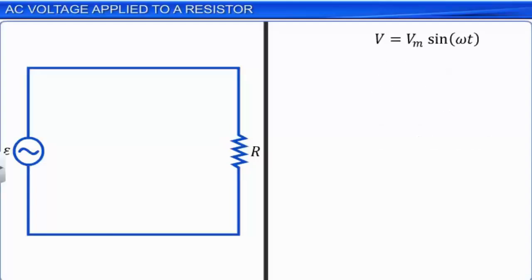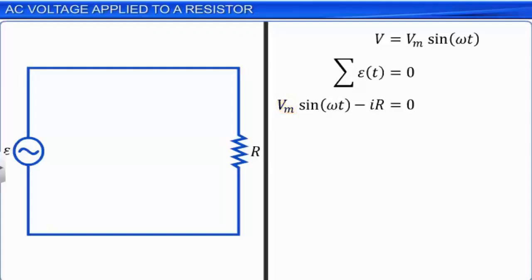We can calculate the current passing through the resistor using Kirchhoff's loop rule. The algebraic sum of all the potential differences across various components in the circuit is equal to 0. A proper sign should be used for potential differences around the loop. Applying Kirchhoff's loop rule to the given circuit, we get Vm sin ωt − IR = 0, where Vm is the maximum potential difference offered by the AC source.